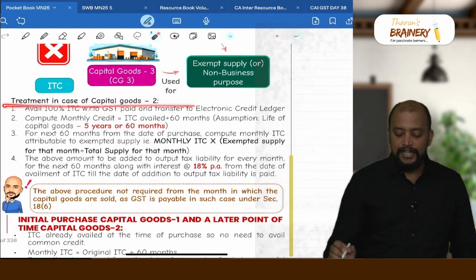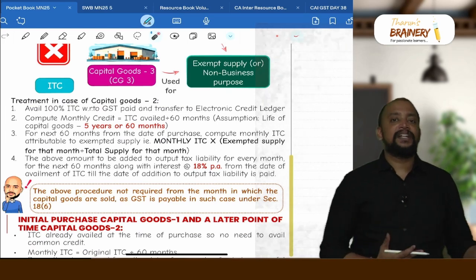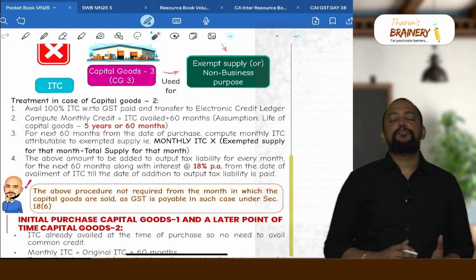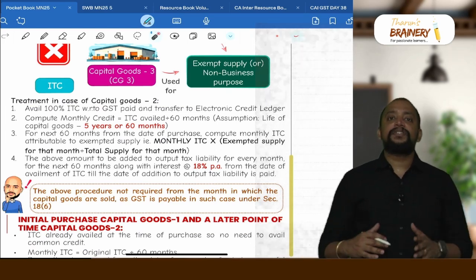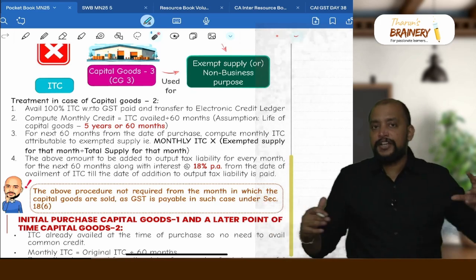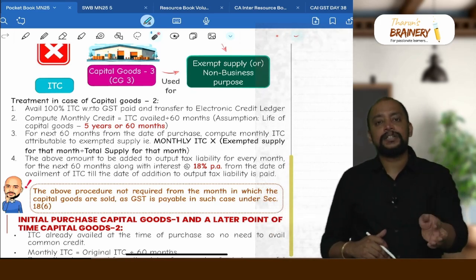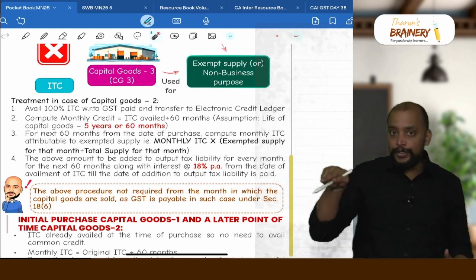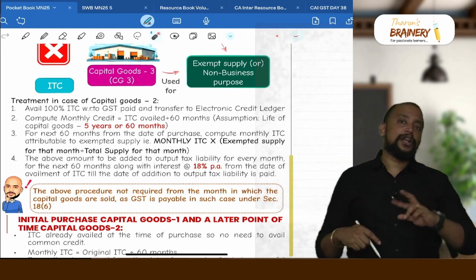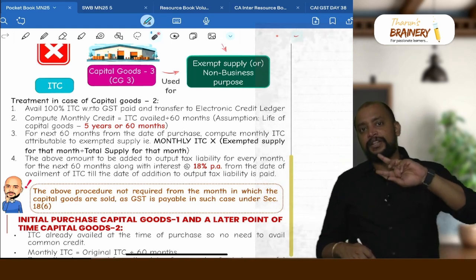What is the treatment in case of capital goods 2? First, you avail the entire ITC and it will be posted to the electronic credit ledger. Thereafter, every month, over 60 months, we need to see what is the monthly ITC, that is total ITC with respect to common capital goods divided by 60 months, into E by F, that is exempted turnover of that month divided by total turnover of that month, we need to reverse.